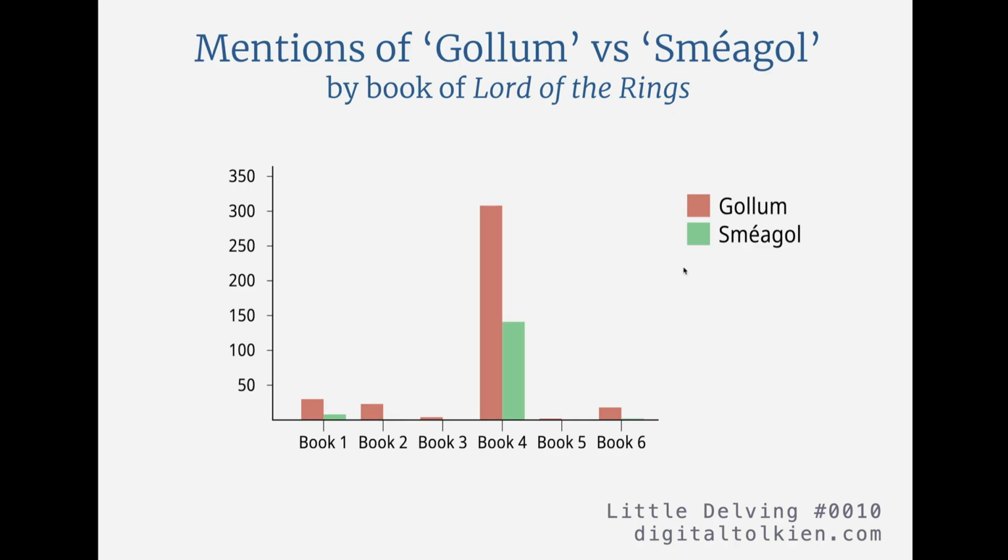So you can see that it's really book 4 where both the name Gollum and the name Smeagol dominate. In every single book, Gollum is used more than Smeagol, but they get used both in every single book. It's very difficult to see, but there is a small amount of usage in book 5 and book 3, as well as even in book 6, there's a little bit of Smeagol mentioned there as well. Now, we've done this kind of comparison of alternative names before with Aragorn and Strider.